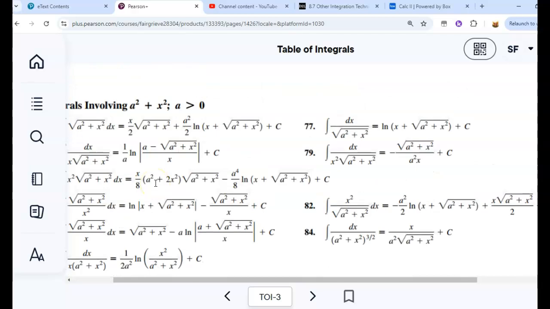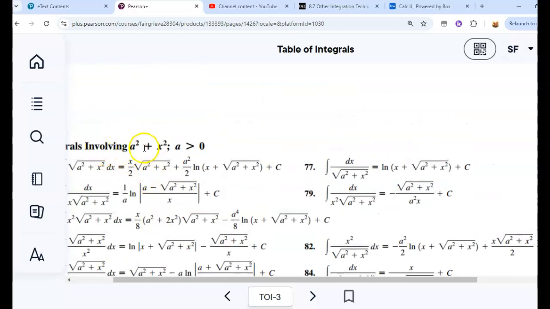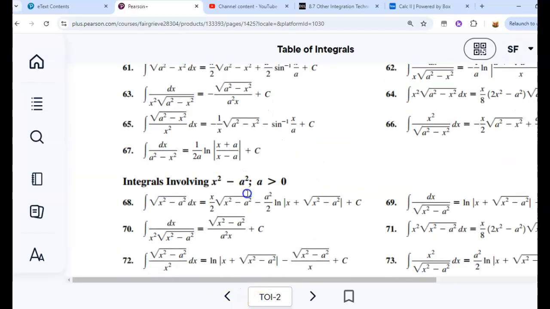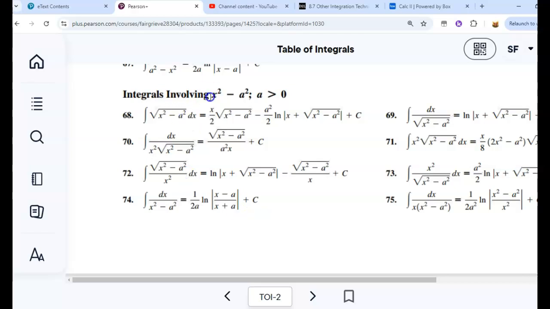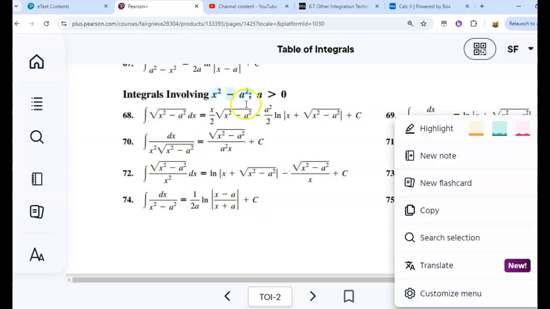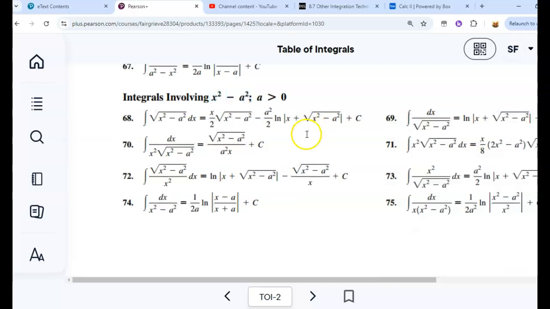You might recall when we were going through these before, we had integrals involving a squared plus x squared. This doesn't have that. This was a difference. So if I go back to the previous page, we have integrals involving x squared minus a squared, or a squared minus x squared. So that's the one we're looking for, and we see that formula 68 is the one we want. Formula 68 is a bit of a bear, a bit of a mess.